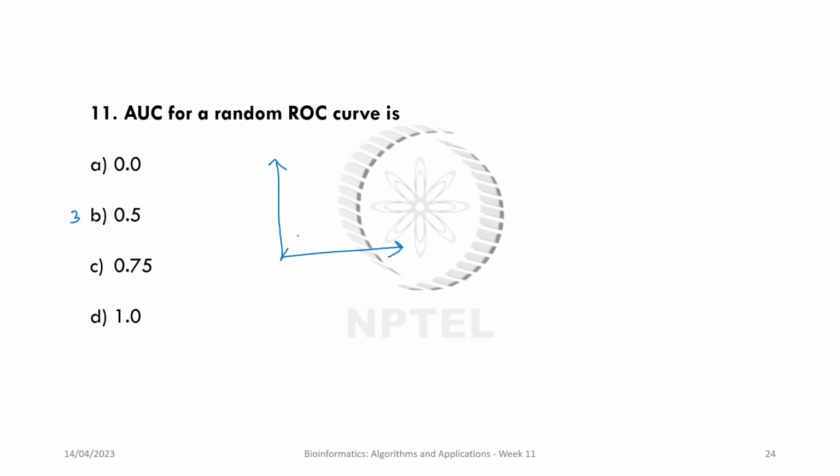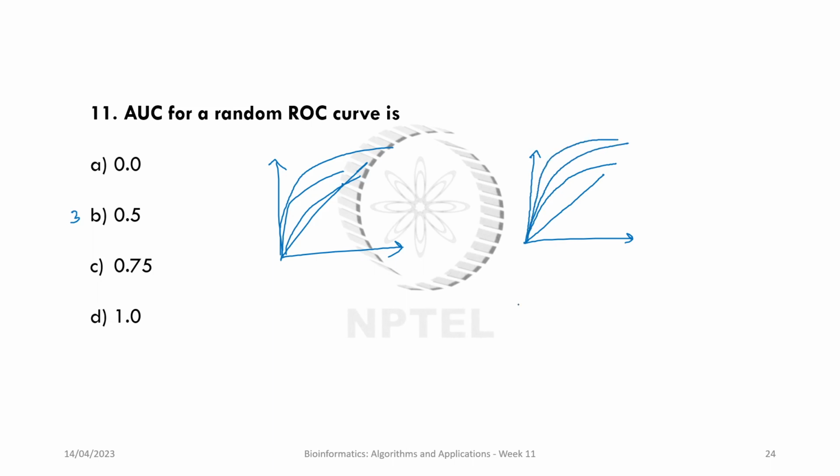So an ROC curve can be like this, at varying degrees, right? My curves are bad. Maybe I should draw like this. Alright.